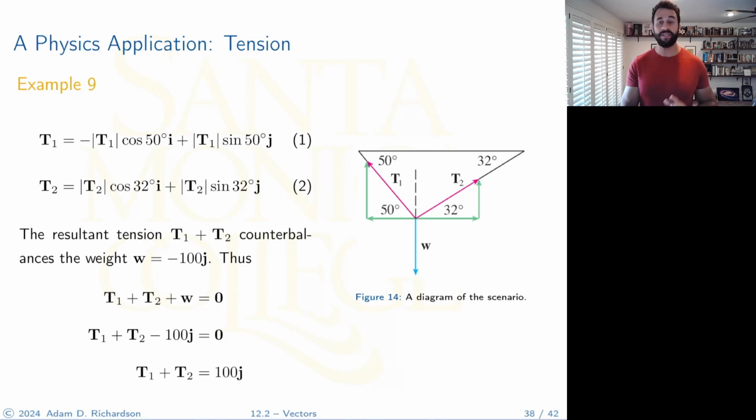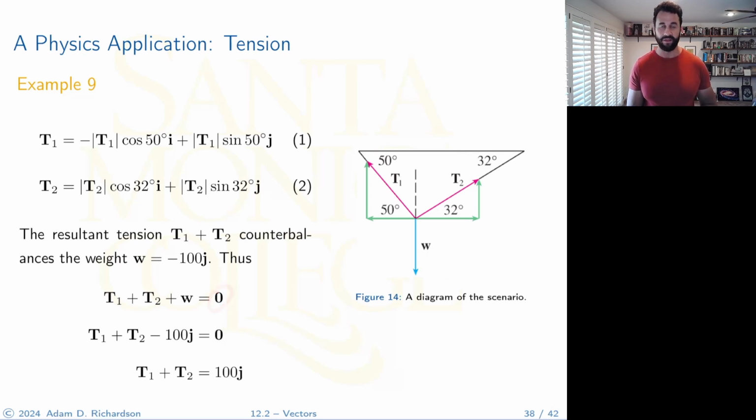All right, so now here's where the actual setup comes into play. The resultant tension, T1 plus T2, counterbalances the weight. So there's a weight here, W, that's pulling down on those two wires, right? It's pulling down on them. And because the two wires are holding that weight up, they're counterbalancing the weight. And what that means in terms of vector arithmetic is that if you add up these three forces, you don't go anywhere.